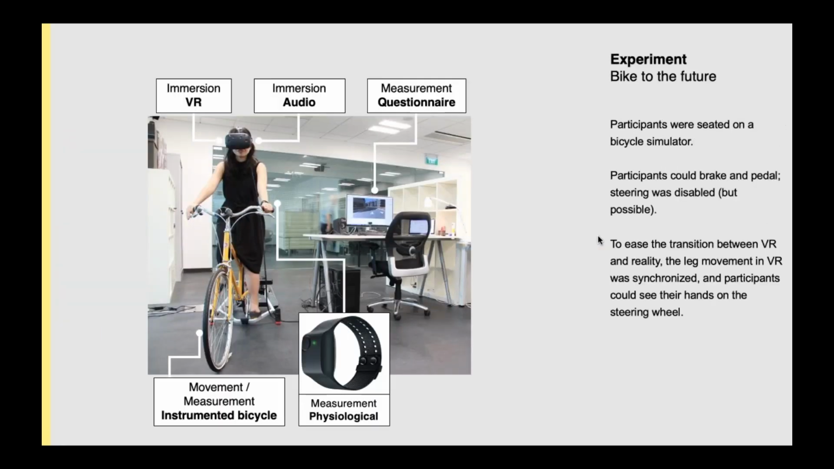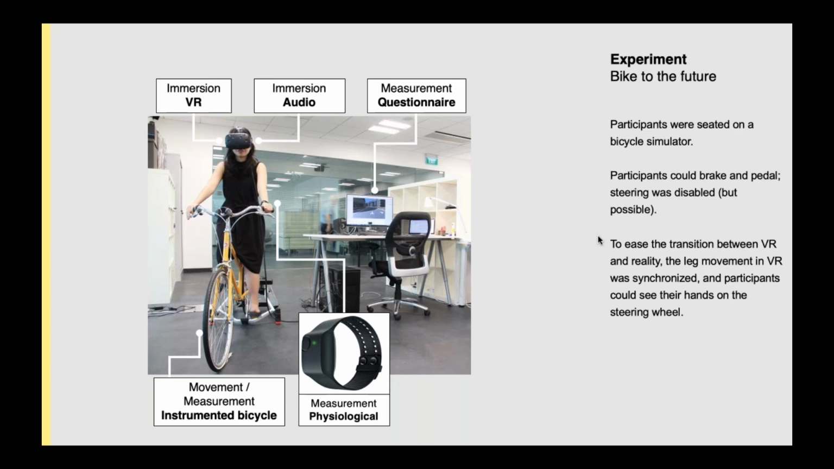We created an experiment called Bike to the Future. As you can see in the photo, there are different inputs. Participants were seated on a bicycle simulator. Participants could brake and pedal, but the steering was disabled because during the pilot tests, we realized that steering in virtual environments is very hard for participants. And also, more importantly, it makes them feel motion sick. So we obviously didn't want to create such an uncomfortable feeling for the participants. So we completely deactivated the steering wheel sensor.